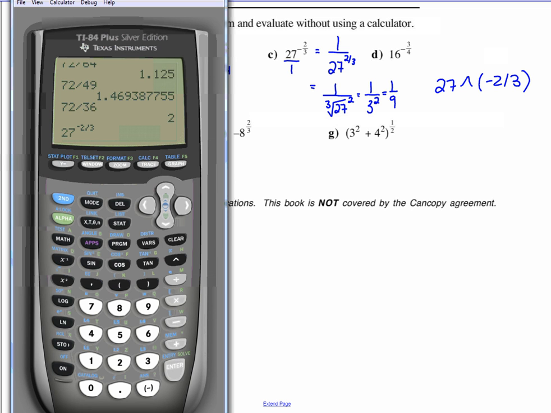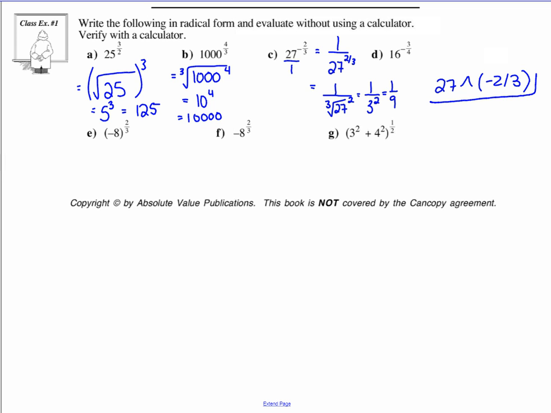Okay. Push enter. You should have 0.1 repeating. How do I change that to a fraction? Math, enter, enter. Right here. Right, but above the division.